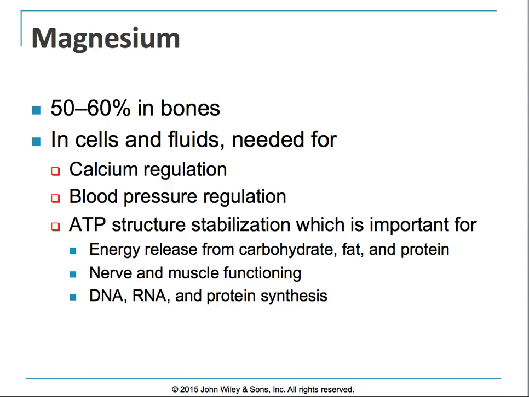Next, major mineral related to bone health, magnesium. 50 to 60% of magnesium is found in our bones. The rest is found in cells and fluids and is needed for calcium regulation, blood pressure regulation, and ATP structure stabilization, which is important for your body being able to pull energy from carbohydrates, fat, and protein, nerve and muscle functioning, and DNA, RNA, and protein synthesis.